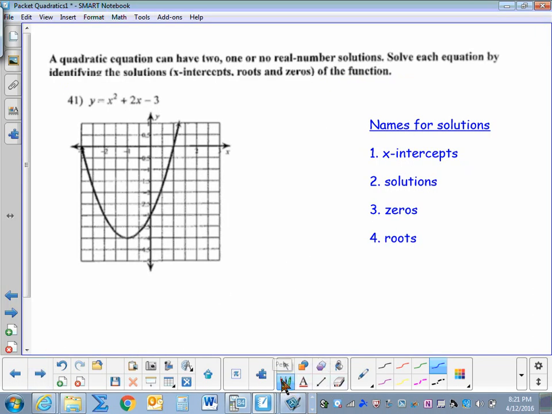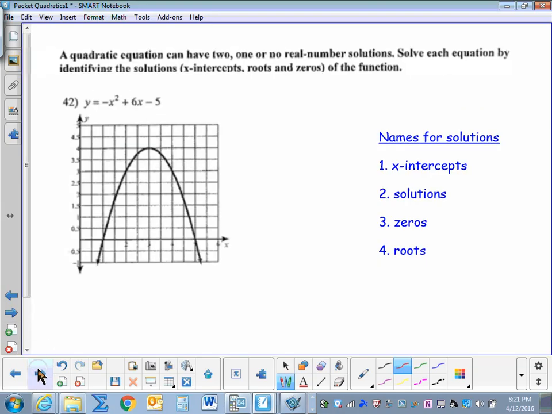So these are going to be easy. We're just looking for the x-intercept. So here we have two solutions, one at -3 and one at 1. So if I were to identify the solutions, it would be -3, 1. Here we have two solutions at 1 and 5. So my solutions are 1 and 5.